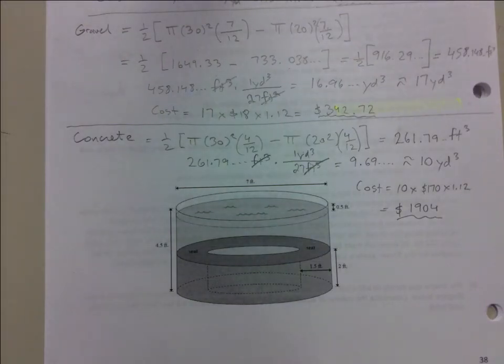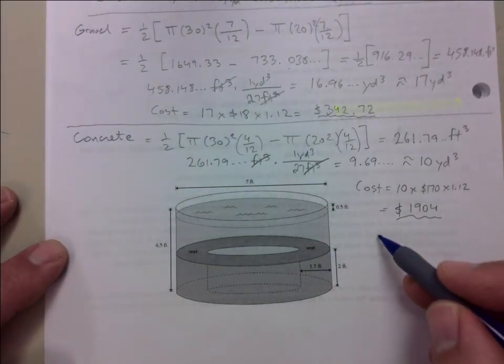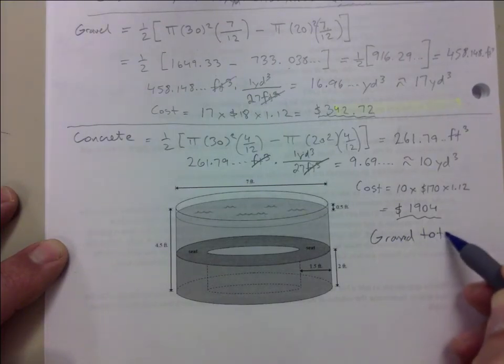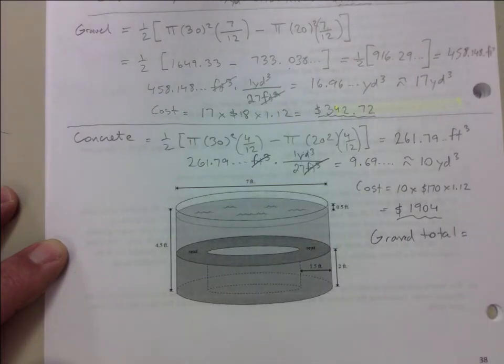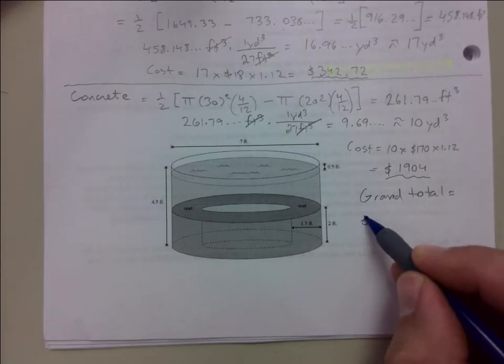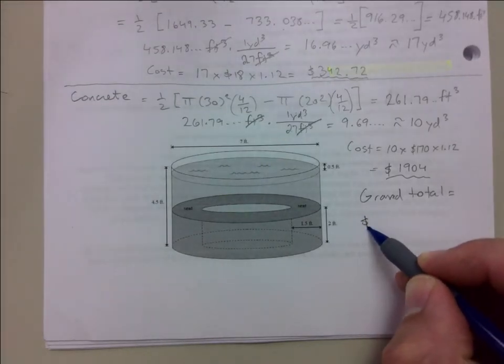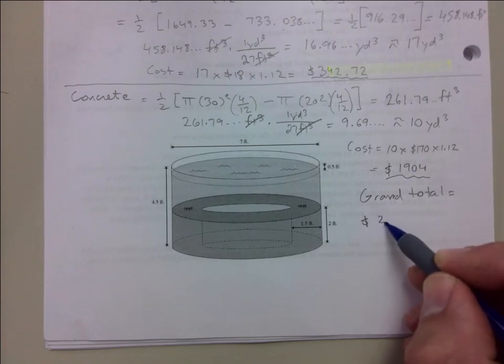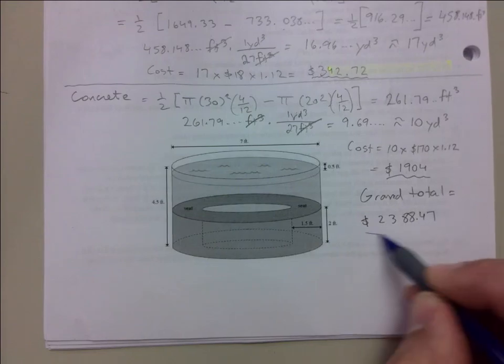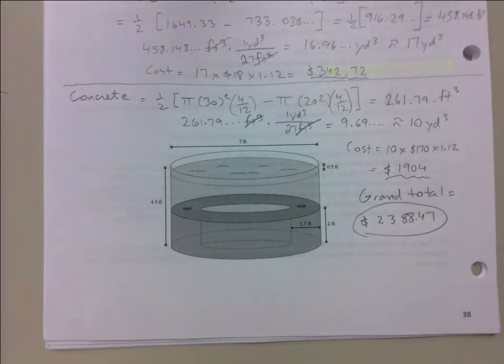And so now the total, the grand total, I'm just going to write that down here. I'm going to highlight the numbers that I added, okay? So I'm just going to give you the grand total. If you add up the three numbers, gives you $2,388.47.